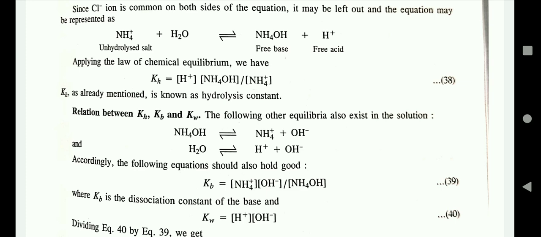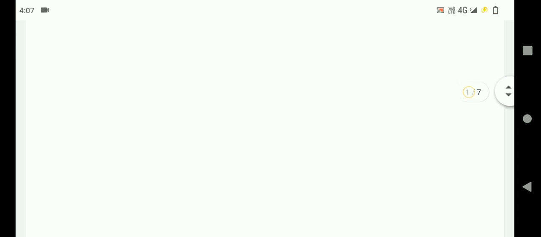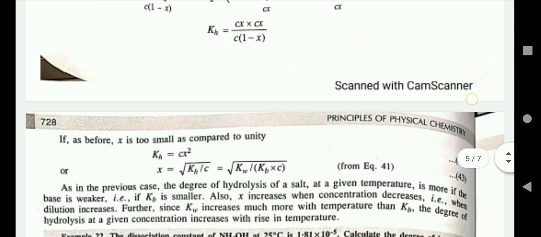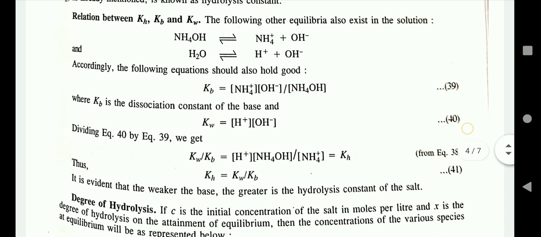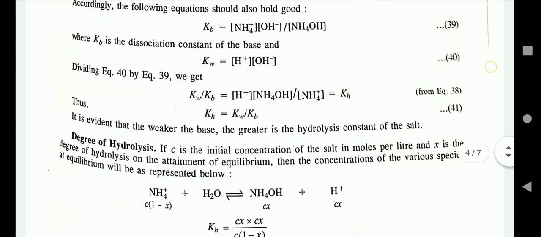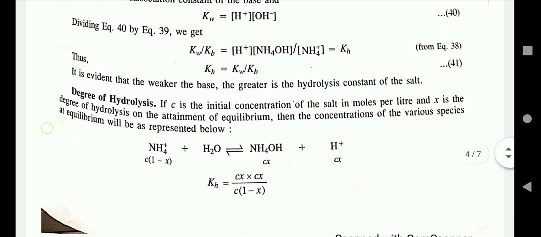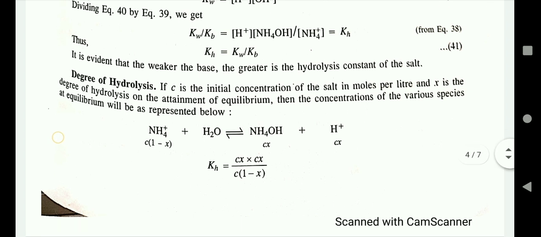Relationship between Kh, Kb and Kw. Kh is equal to Kw by Kb. It is evident that the weaker the base, the greater is the hydrolysis constant of the salt.